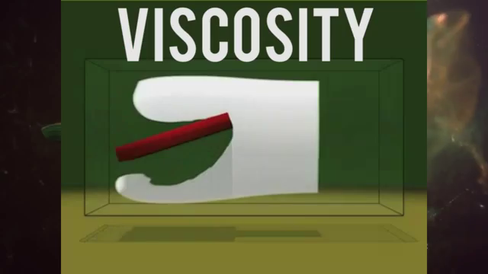When a block slides across a rough surface, it experiences a frictional force opposing the motion. Similarly, when a fluid flows past a stationary surface, it experiences a force opposing the flow. This tendency to resist flow is called viscosity. Fluids like air have low viscosities. Thicker fluids like water have high viscosities.